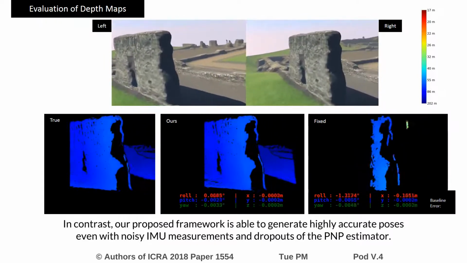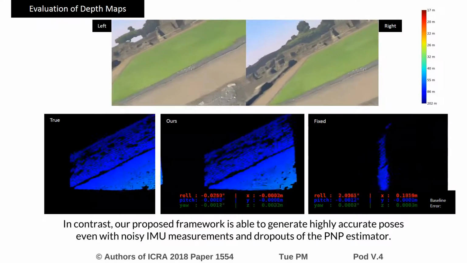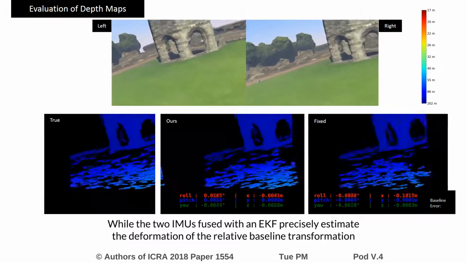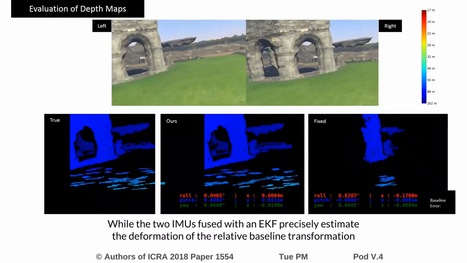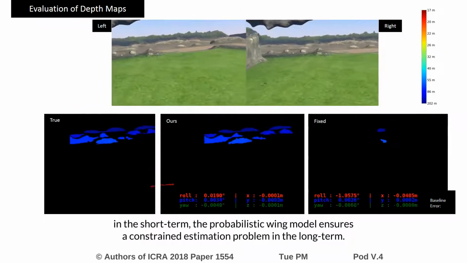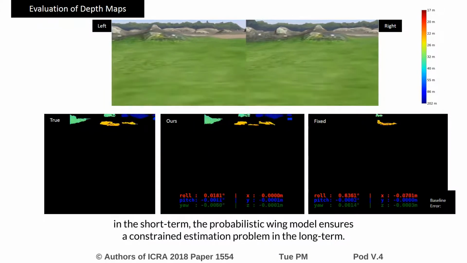In contrast, our proposed framework is able to generate highly accurate poses even with noisy IMU measurements and dropouts of the PnP estimator. While the two IMUs fused with an EKF precisely estimate the deformation of the relative baseline transformation in the short term, the probabilistic wing model ensures a constrained estimation problem in the long term.